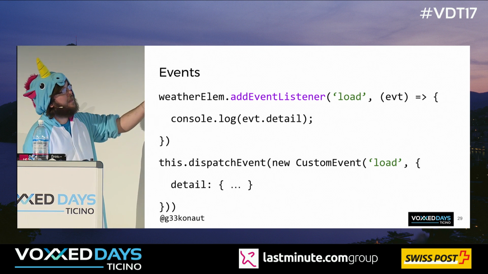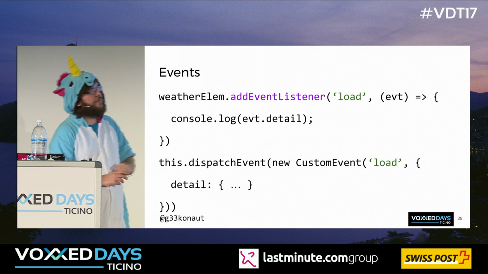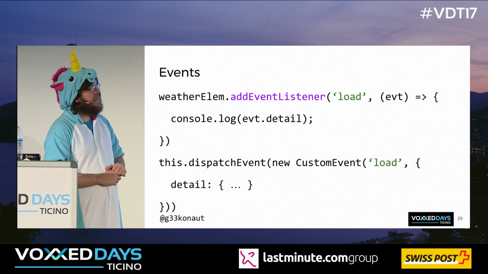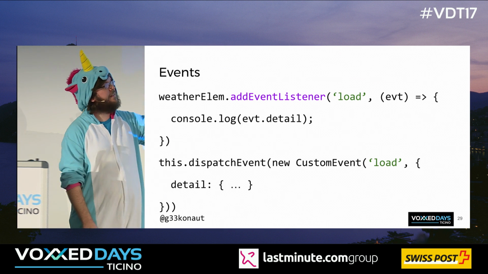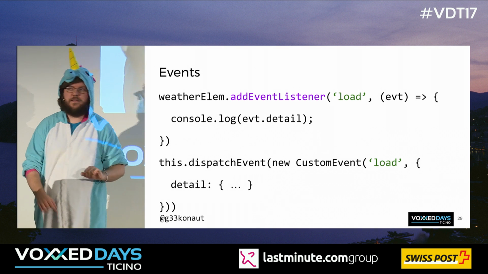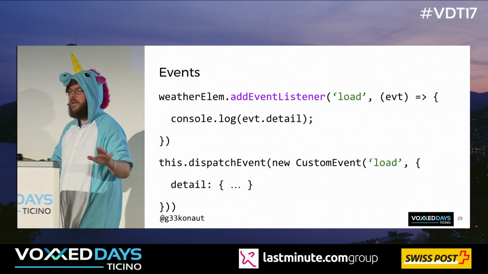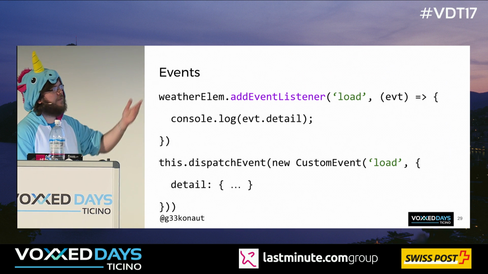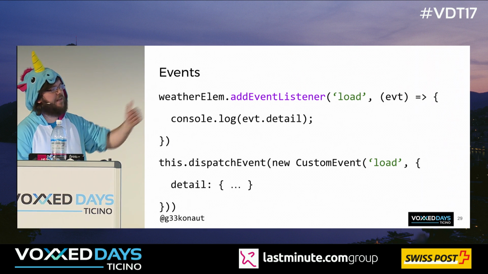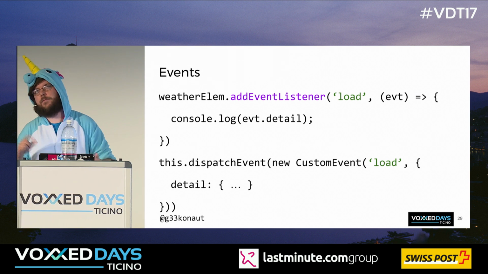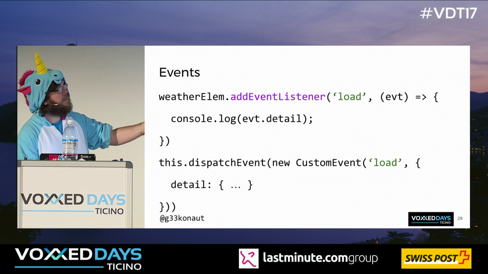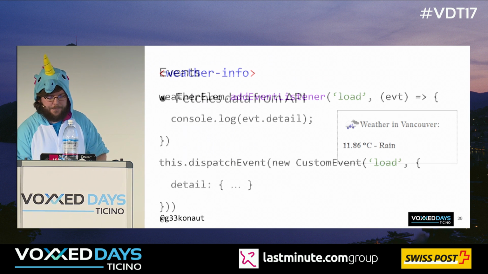So we can say, has our weather element finished loading? And then maybe it has some detailed information on the weather as well. Inside our component, we can use dispatchEvent with a new CustomEvent, and we can give it any name that we want and any details to pass along with it. So we have a payload. For instance, if this is a weather component, the details could contain the temperature, the description of the weather, or the location that we have loaded. So events are basically the way up.